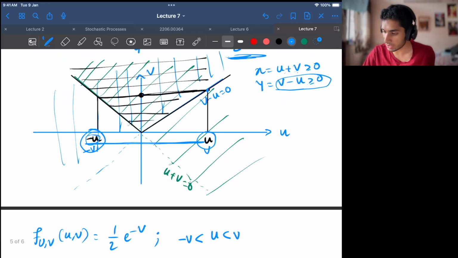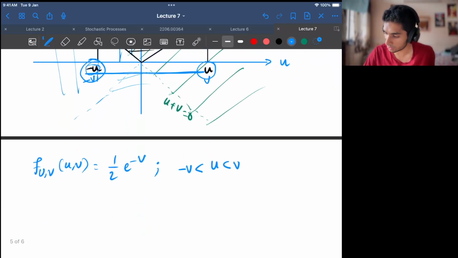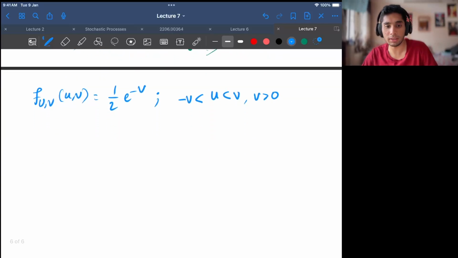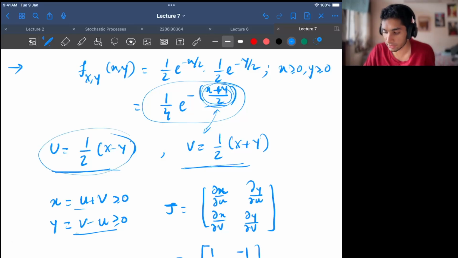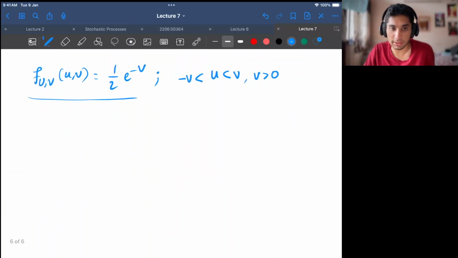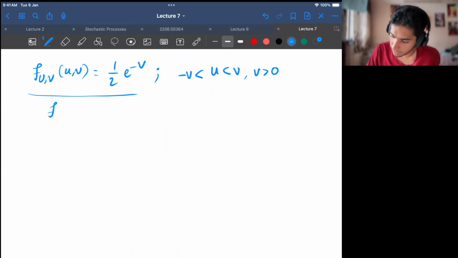Also, another thing is that v is greater than 0. Nothing below this x-axis is valid, right? The negative y-axis is not valid also. So v is greater than 0. This is what we know. From here, we can marginalize out u. We have the joint distribution now, so we can find the marginal of u, because remember what we are asked for. So we have to find f_U of u, right?